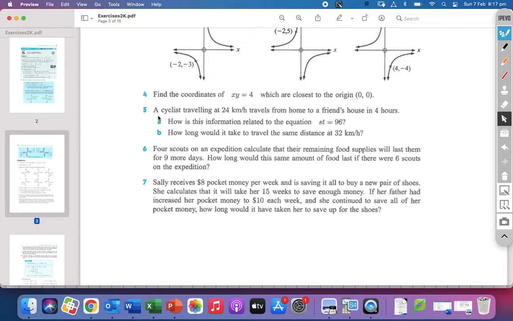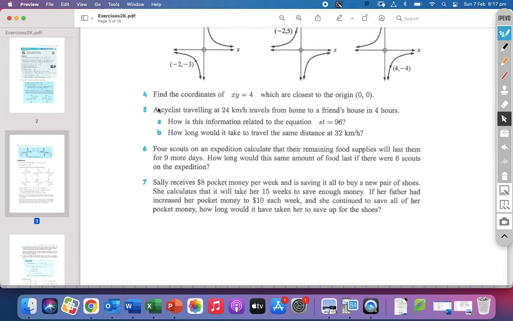Here, question 5. I want to start getting into these worded questions. It's quite interesting how the book starts with applications of hyperbola and showing you that they have these practical applications. It's kind of interesting.